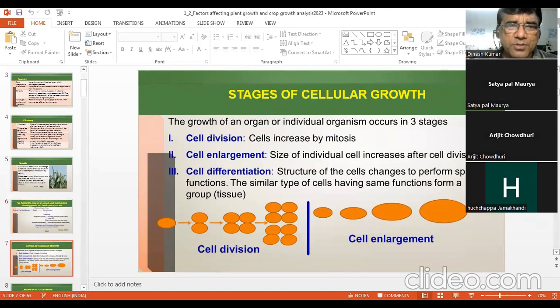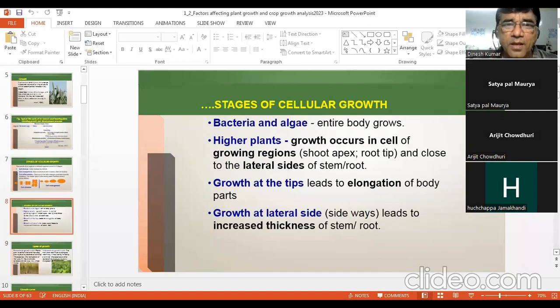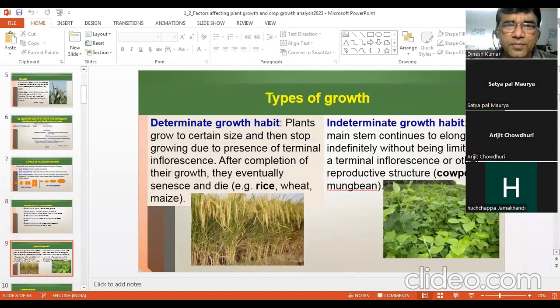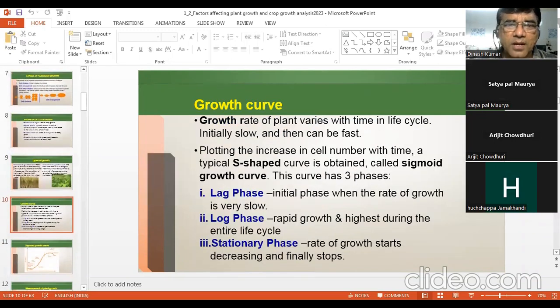And you have also seen how the growth happens. It is mainly by division of the cells and also by enlargement of the cell, and it is mainly done by photosynthesis. You have also seen two types of growth, determinate growth habit and indeterminate growth habit. And now you can see the growth curve.